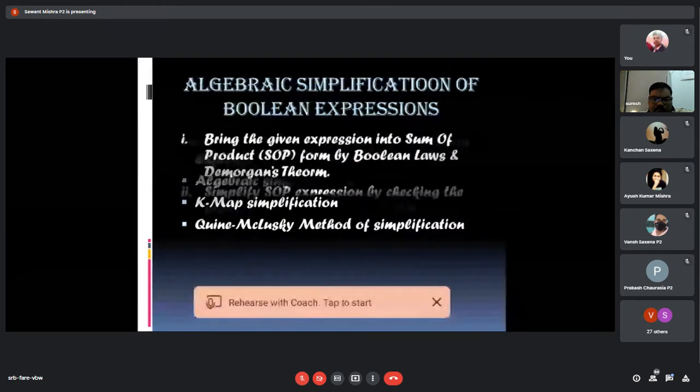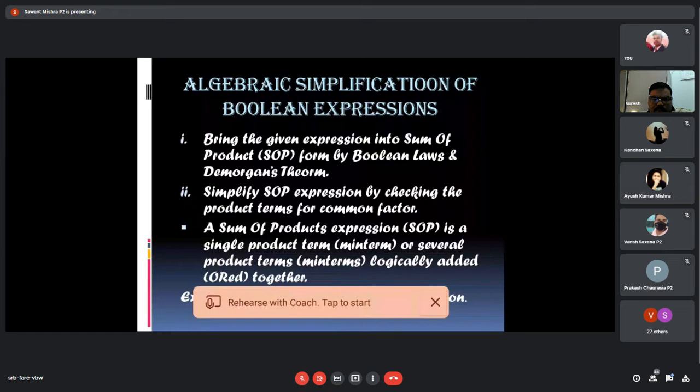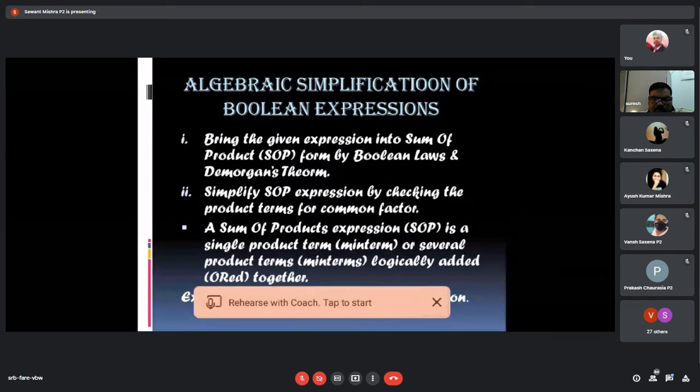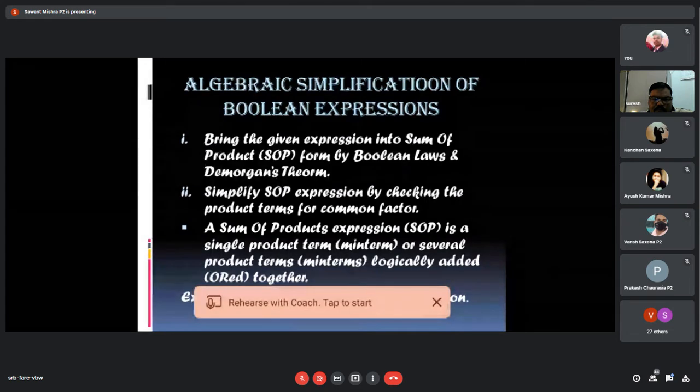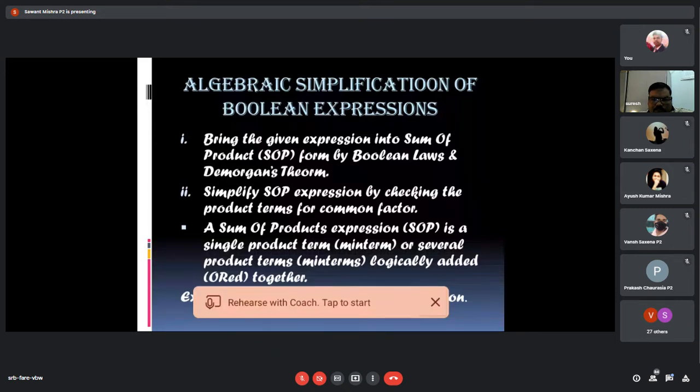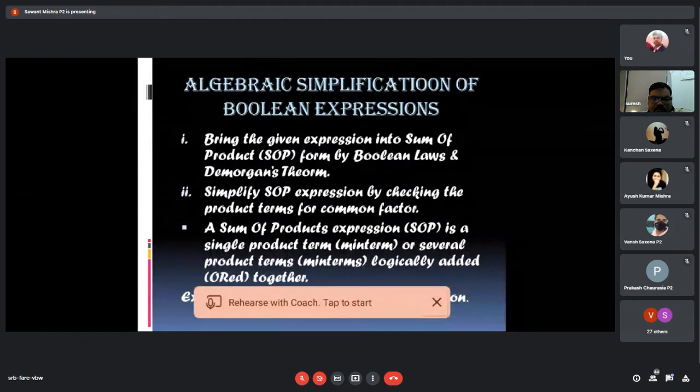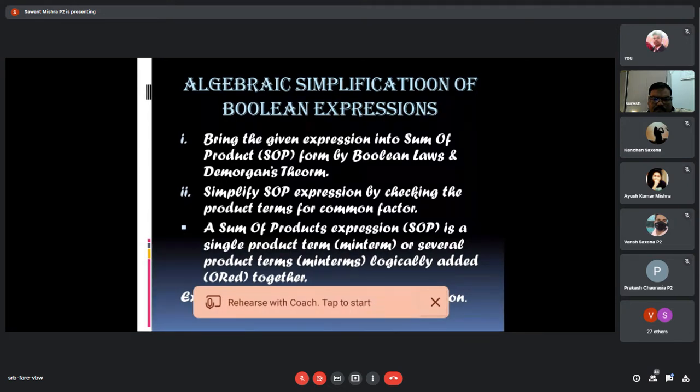method of simplification. Firstly, we have to know what algebraic simplification of Boolean expressions is, and here we only study the algebraic simplification. So how do we simplify algebraically? The first step is to bring the given expression into sum of products form, or SOP form, by Boolean laws and De Morgan's theorem. The second step is to simplify the SOP expression by checking the product terms for common factors.